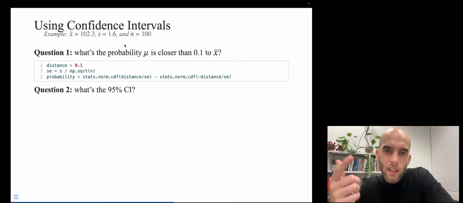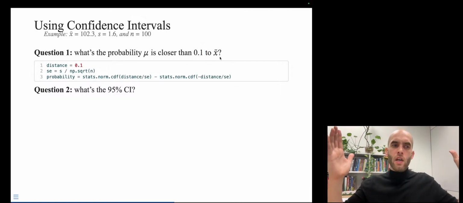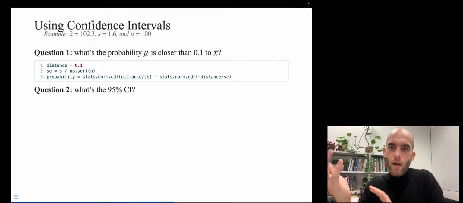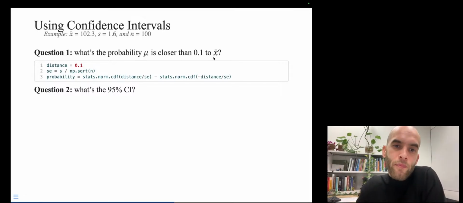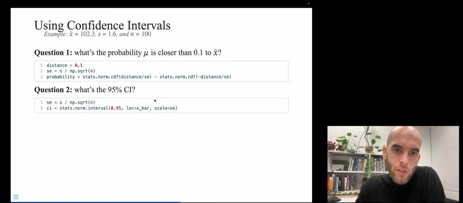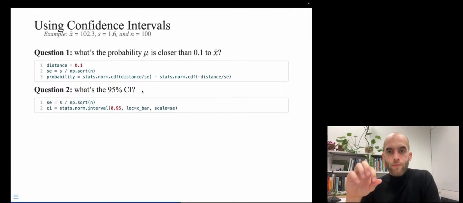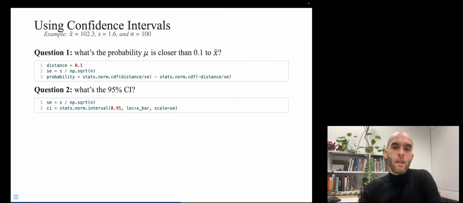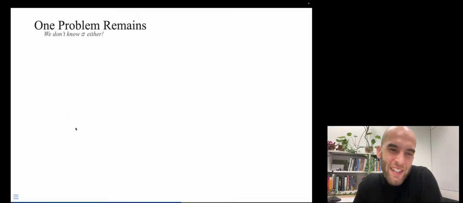We found the probability that mu is closer than 0.1 to x bar. So we're looking at the area under the curve between negative 0.1 and positive 0.1 around x bar. And we did that using this code here, which just gave us the area under the curve between those two numbers. And then we asked the reverse question, which is, what's the 95% confidence interval? So if we wanted the area under the curve to give us 95%, what are those two bounds? This code gave us the confidence interval.